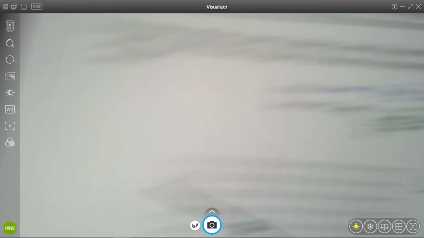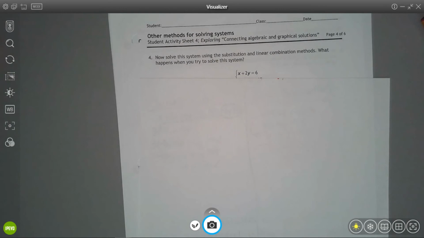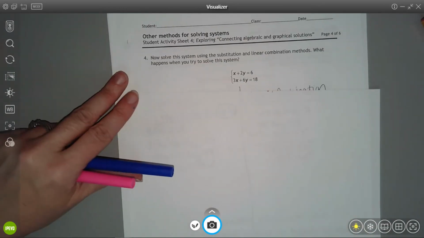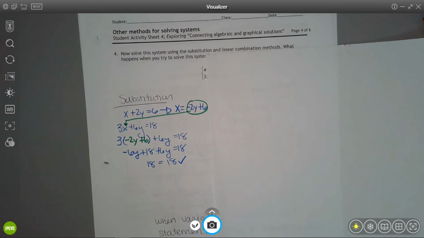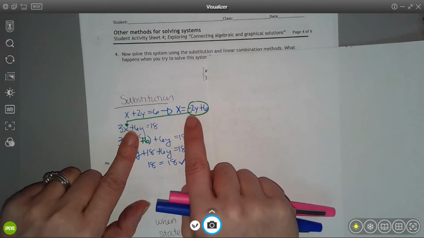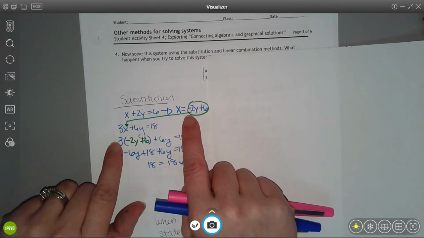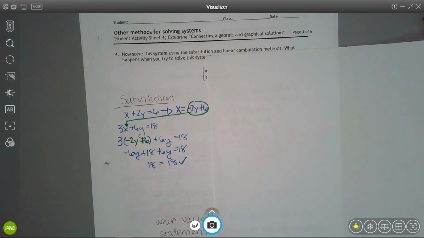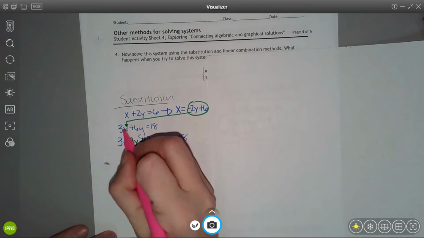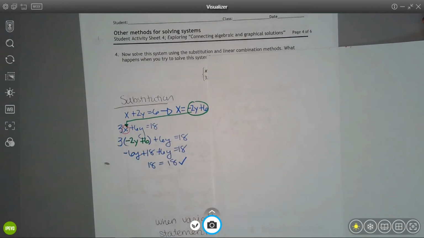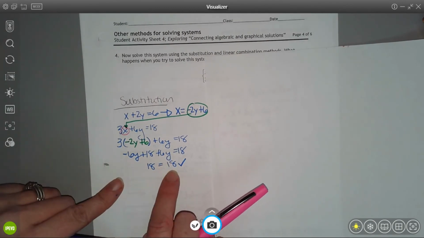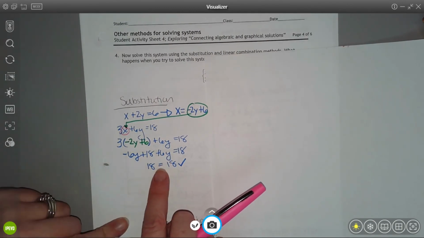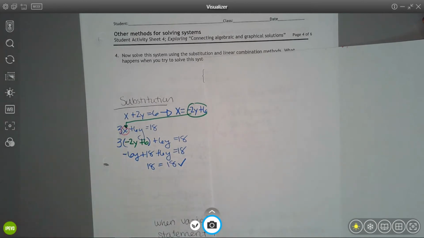So what does that mean when using one of the algebraic methods? Again, I've got one of the equations solved for, and I'm going to substitute it into the other x here. And I get my variables disappear, but I get 18 equals 18. Well, guys, 18 does equal 18. That's true.